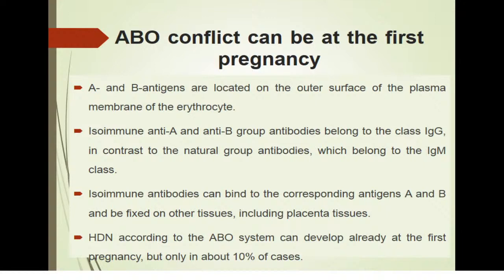Immune antibodies can bind to the corresponding antigen A and be fixed on other tissues, including placental tissues. That is why hemolytic disease of the newborn, according to the ABO system, can develop already at the first pregnancy. Although ABO incompatibility occurs in 20 to 25% of pregnancies, hemolytic disease develops in only 10% of the offspring in such pregnancies.